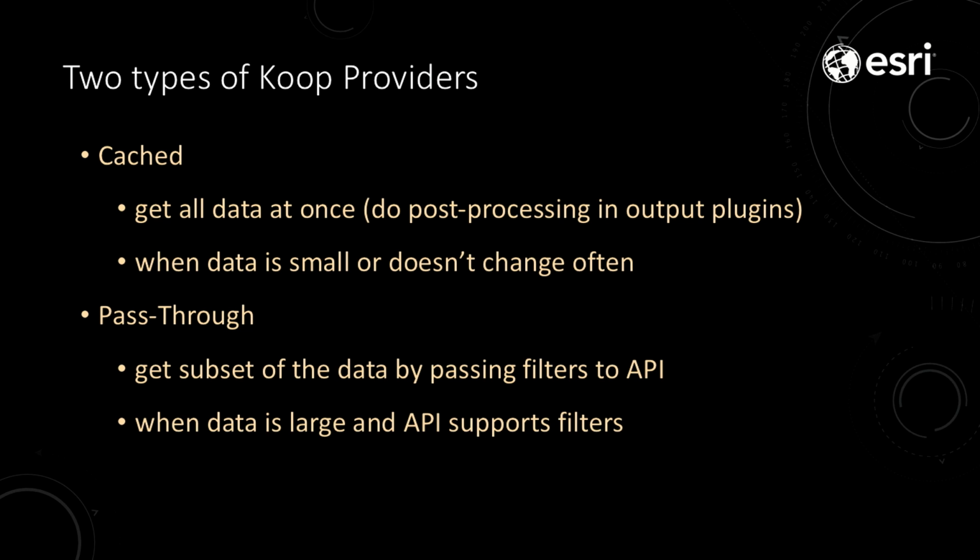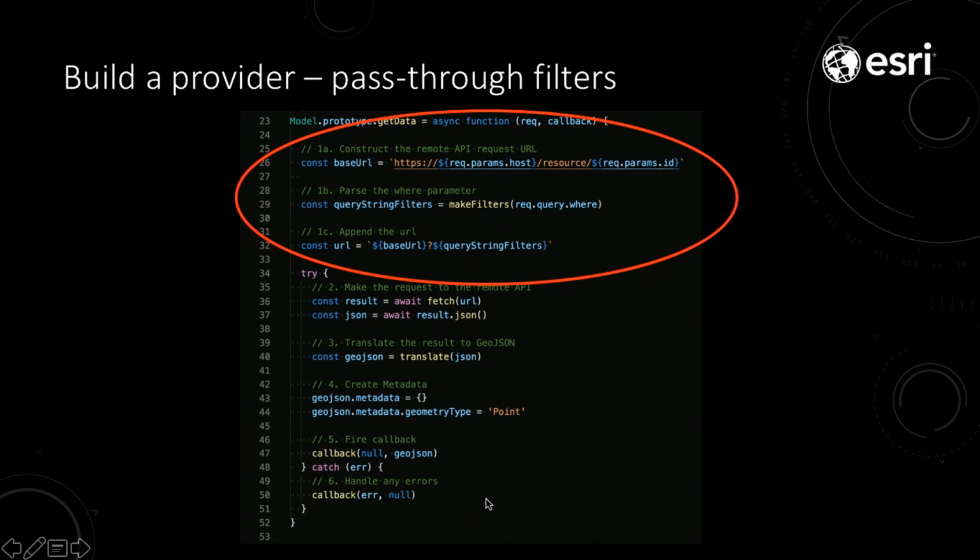Alternatively, you can build something called a pass-through provider. In a pass-through, you are getting a subset of the data by passing the filters from your request back to that remote API. You want to do that when the data is large, but you really can only do it if the API you're talking to supports those filters. So if your API doesn't support filters, you're kind of stuck with the cache provider. Let me just show an example of how I would go about doing that.